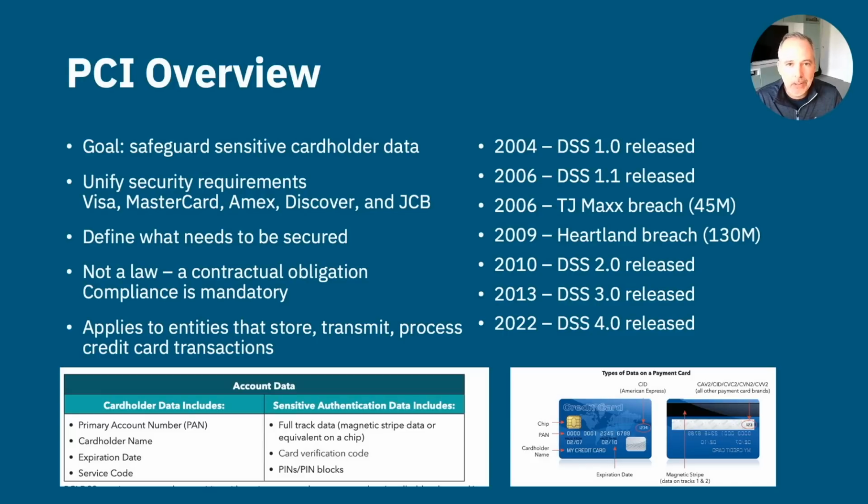It was launched in 2004. In 2006 and 2009, we saw major credit card breaches at TJ Maxx, where 45 million records were breached, and at Heartland Payment System, where 130 million records were breached, which really reinforced the criticality of PCI and led to the release of DSS 2.0 in 2010, 3.0 in 2013, and 4.0 another 9 years later in 2022.